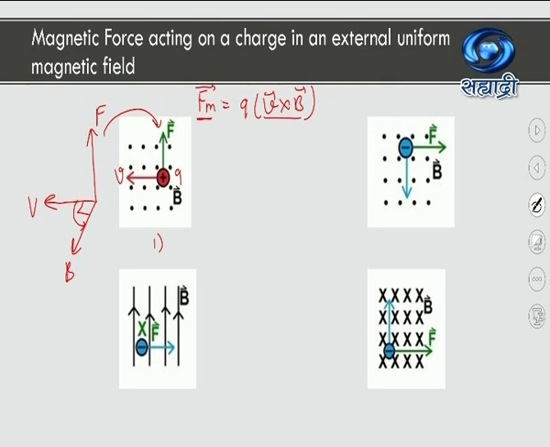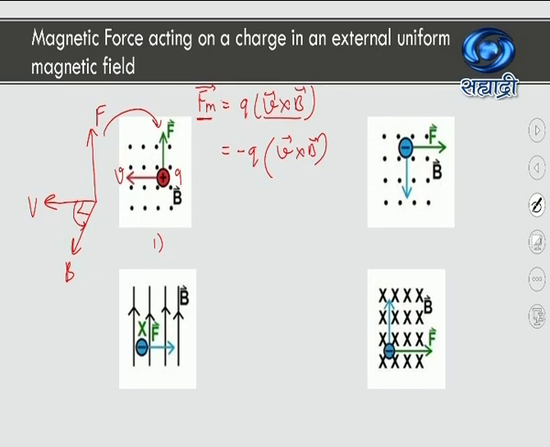I hope you have understood. Now my question is, if this charge is negative charge, what should be the direction of force? Will it be same or will it be different? Yes, it should be different. Now, if the charge is negative, then don't you think that the above equation must be written as minus Q, because charge is negative? We have got V cross B in the same manner here.